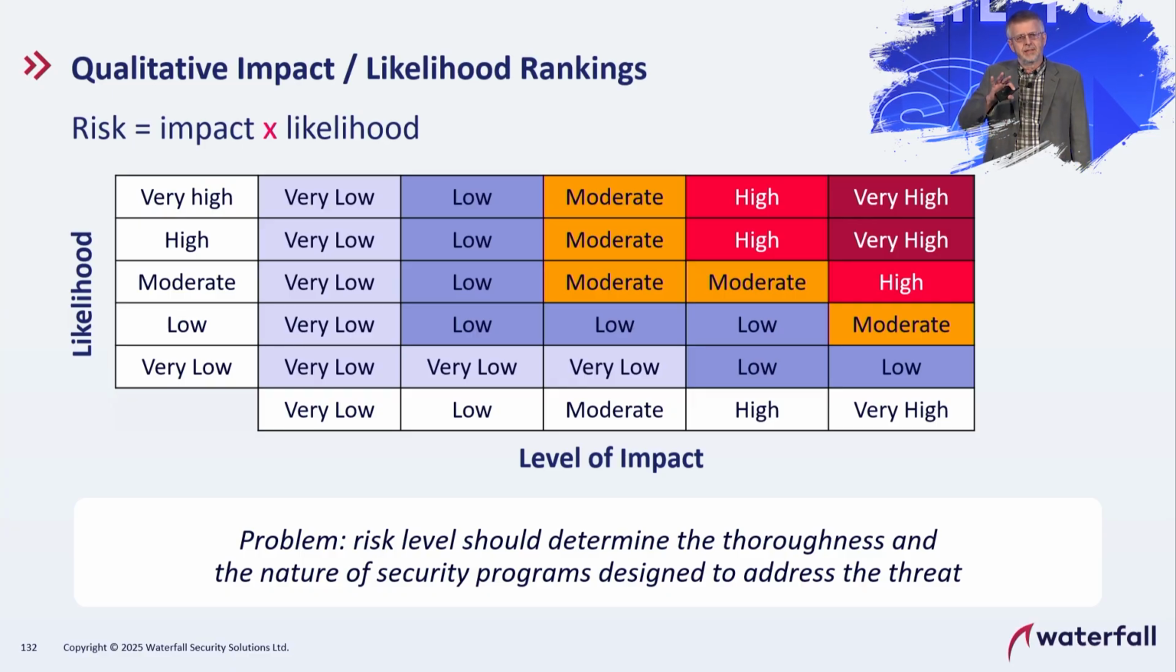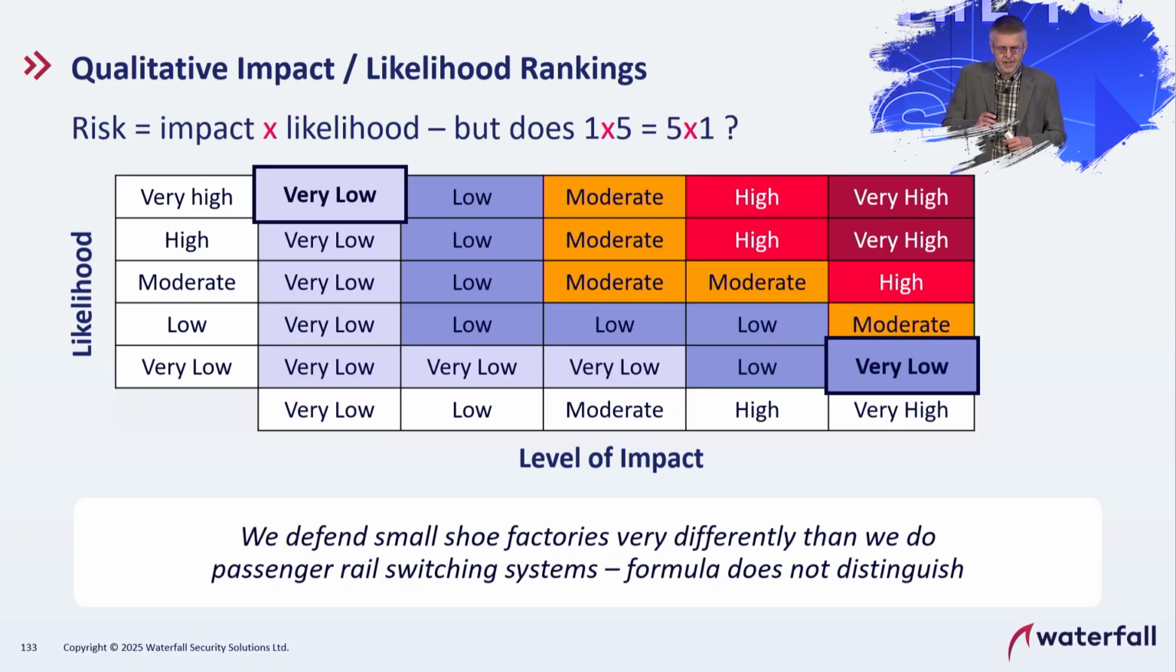You assign a risk ranking to every element of your grid, 1 through 5 in each direction. And the expectation is that we design our defenses for our systems, depending on where they fit in the risk matrix. The strength of our defenses, the nature of our defenses reflects the risk ranking. The problem with this is that if you do the math, if you've got a very low impact, very high frequency event, it's 1 times 5, it's 5.